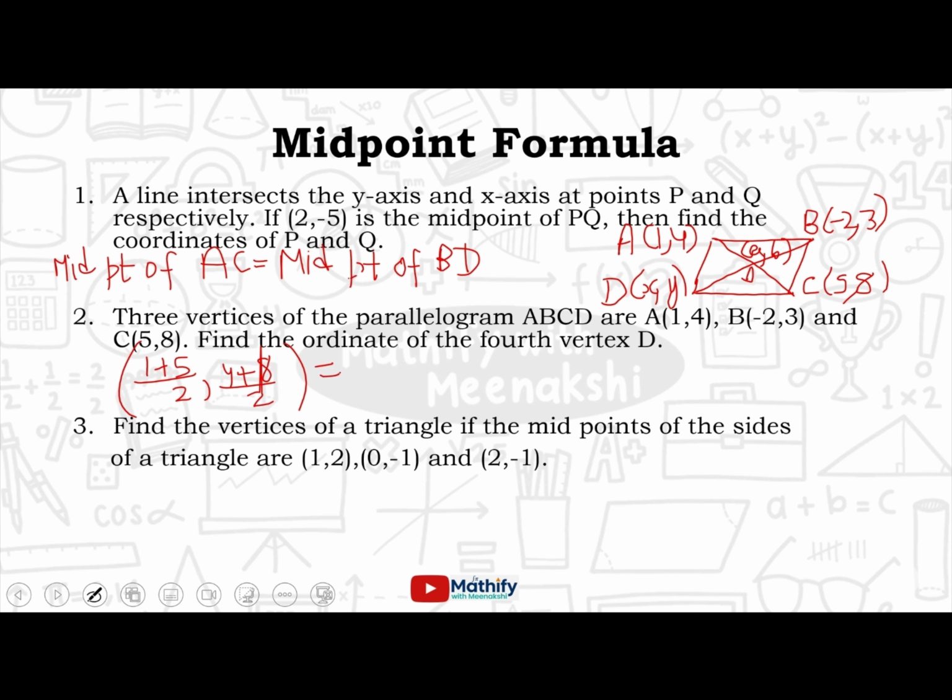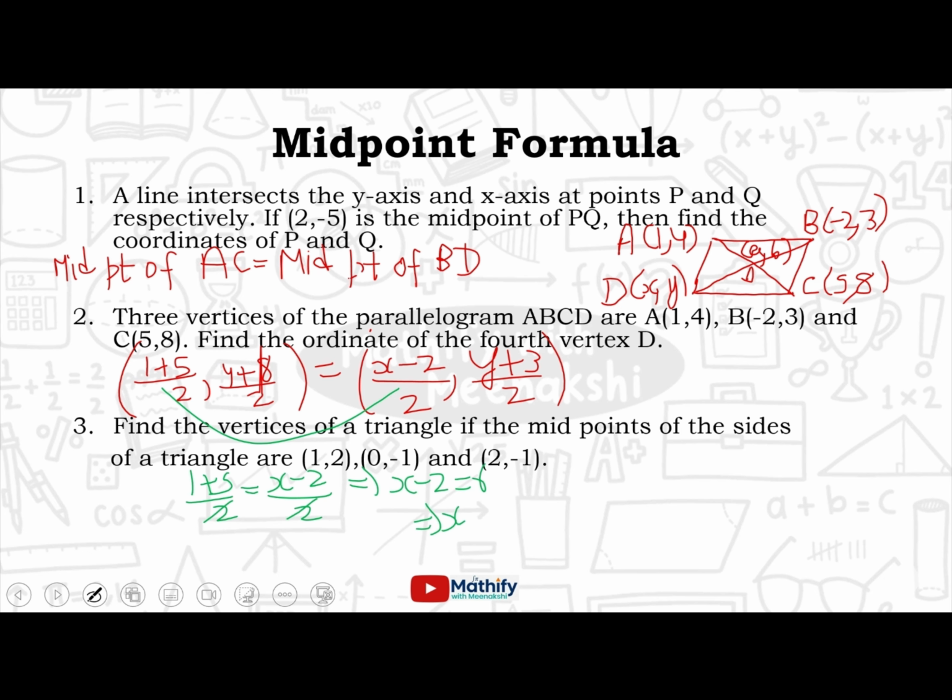And here it's equal to (x + (-2))/2, that is, you can write (x - 2)/2, and here (y + 3)/2. Now just equate them, x with x. You can simply cut 2 and 2 in the denominator. You are left with x - 2 is equal to 6. That means your x is 8.